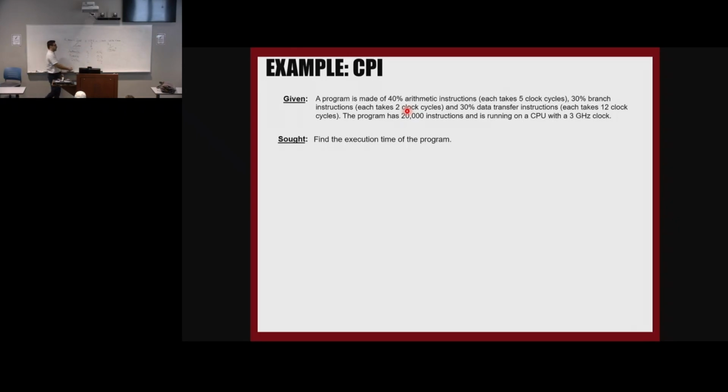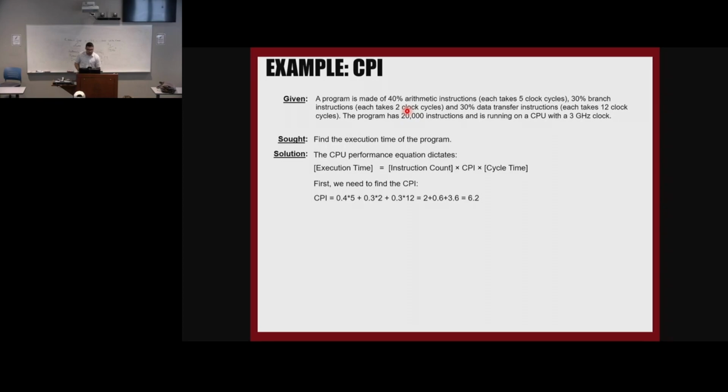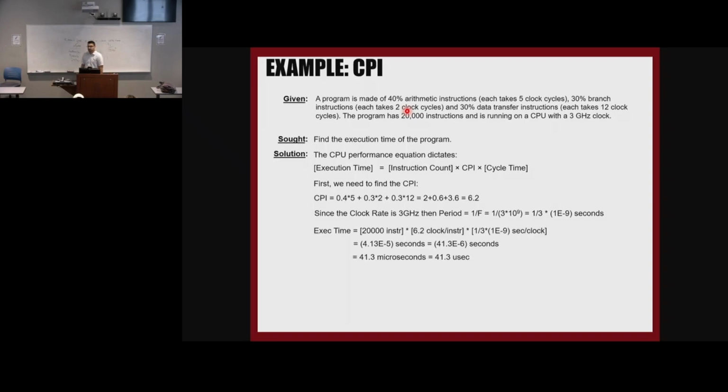So what you need to do, you need to multiply these and then add them to get the effective CPI. If you do this, you're going to get 6.2. Yeah, so you're going to get an effective CPI of 6.2. And now you have everything to calculate the execution time. You can do the math later yourself: 20,000 times CPI divided by 3 multiplied by 10 to the 9. Any questions?